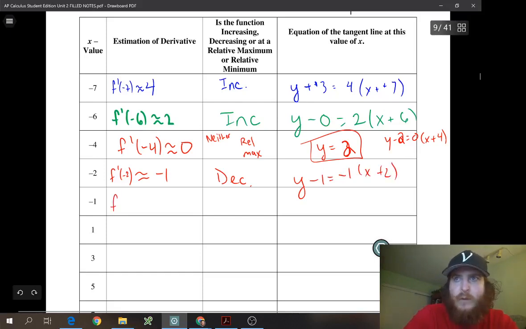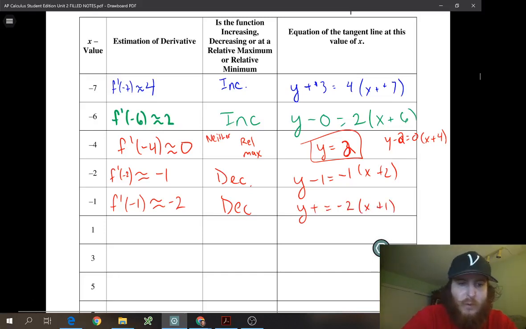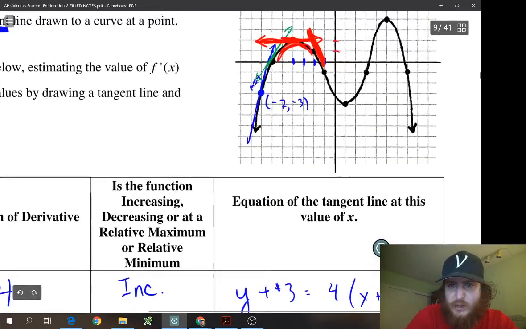Next one, at 1, I got about negative 2. It's still decreasing. And on this one, I had y plus 1 equals negative 2 times x plus 1. Okay. For f prime of 1, this was another one of those horizontal lines. We had 0. So this one does have to be 0.